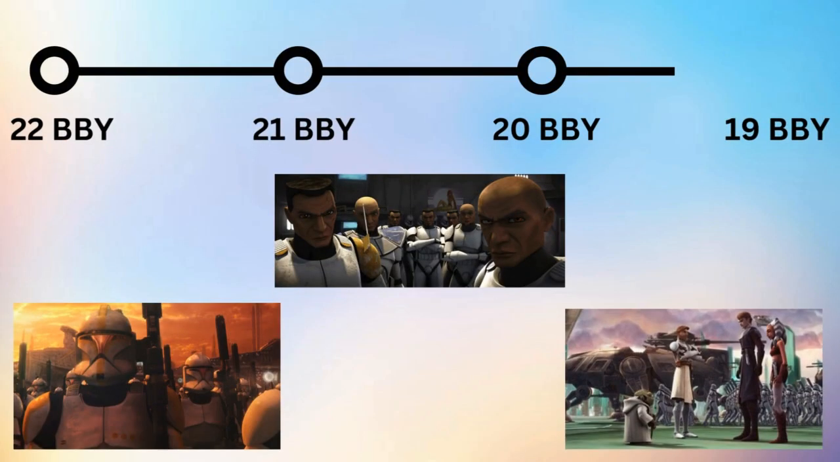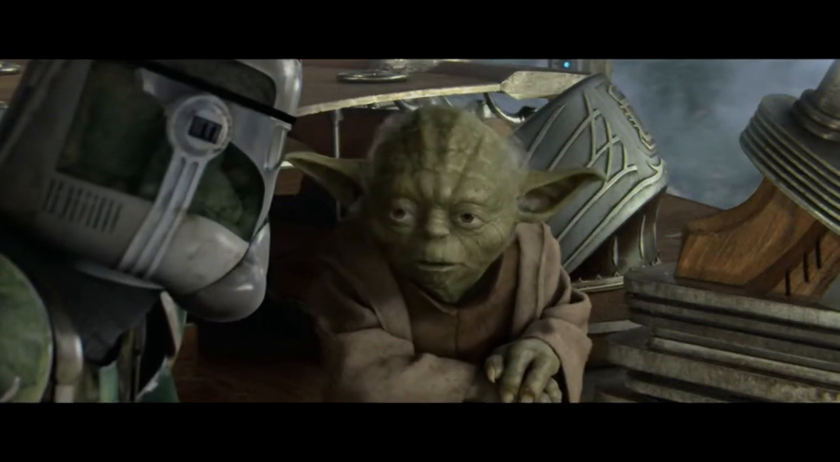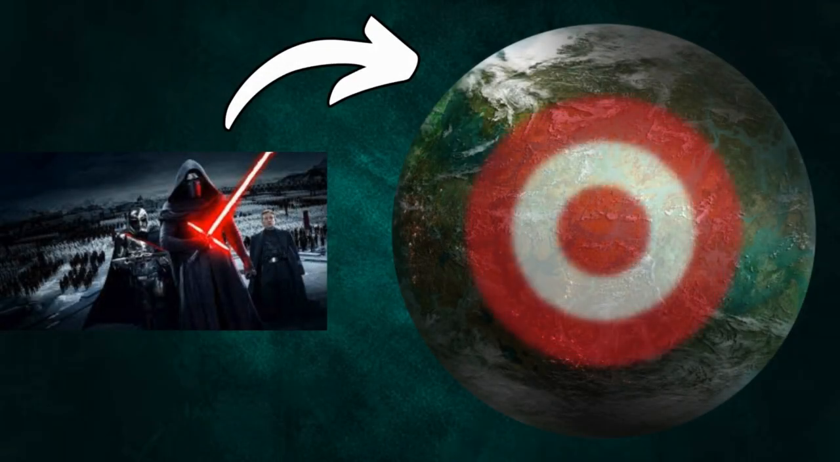Kashyyyk had a decent history as well. In the years of the Clone Wars, Kashyyyk was attacked by the Confederacy of Independent Systems. Although the Wookiees were able to fight them off with the help of the Jedi, it did take a lot of effort. Kashyyyk also served as a target of the First Order.